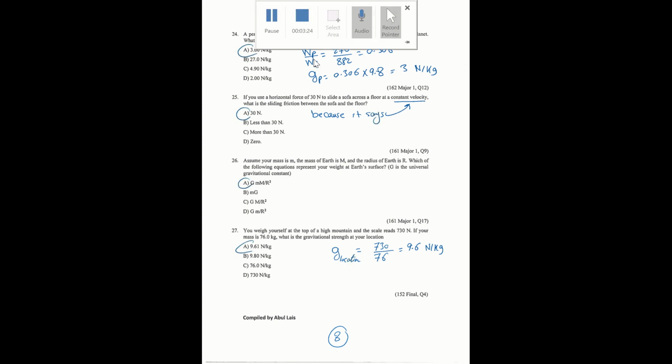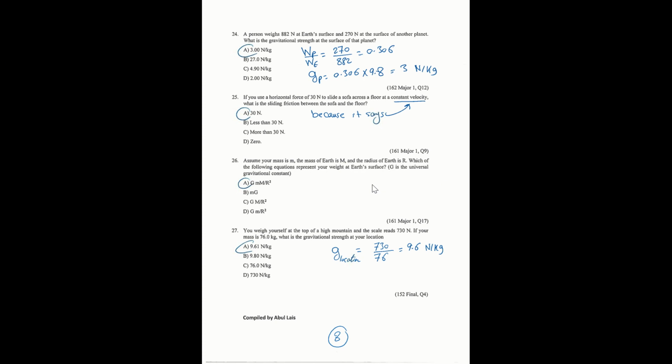So if I divide the weight on the planet by the weight on the Earth, that gives me 0.306, and that must be the ratio between the gravity on the planet and the gravity on Earth. So the gravity on the planet equals 0.306 multiplied by the gravity on Earth, and the gravity on Earth is 9.8 meters per second squared. So the gravity on the planet must be 3 meters per second squared, or 3 newtons per kilogram. This is just another unit.